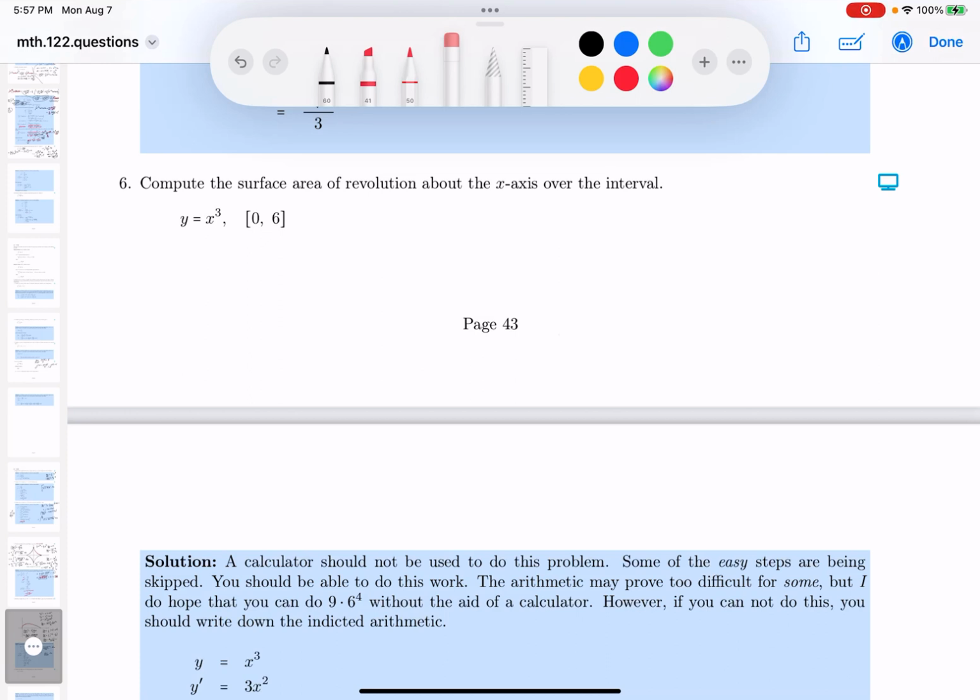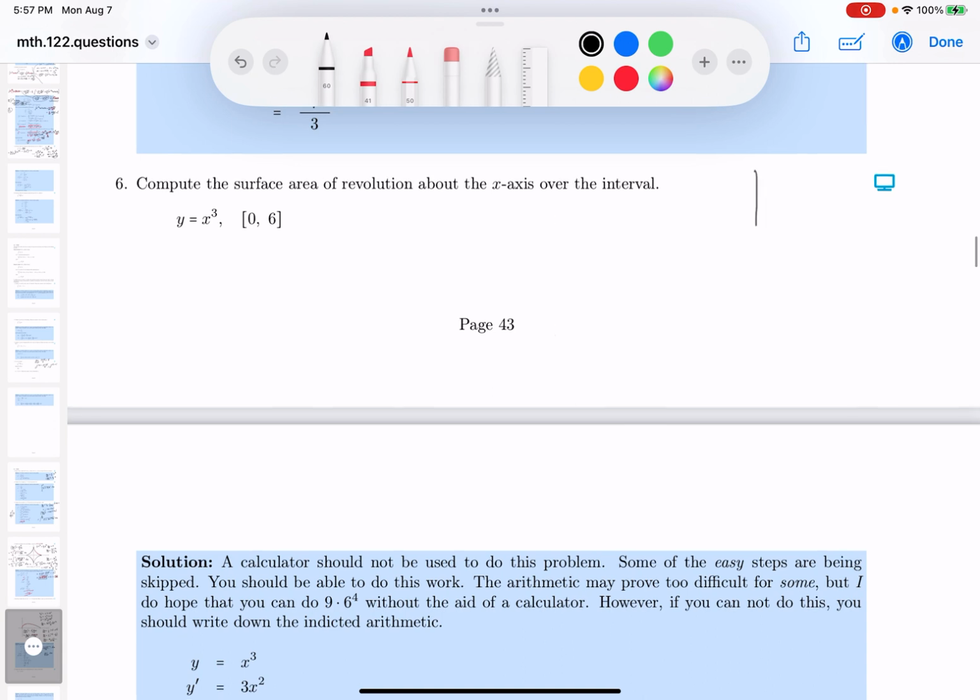Okay, for number 6, it's now a different question. It's compute the surface area. And we're revolving this curve around the x-axis. So what I like to do is just visualize it. And certainly trying to visualize this, I'll put this over here.